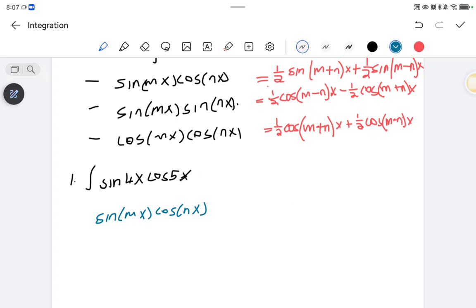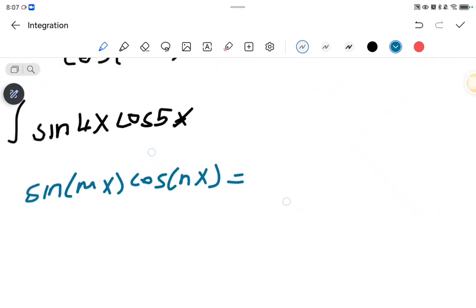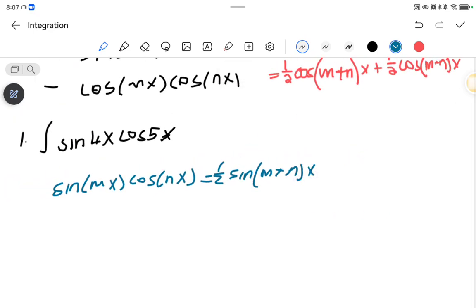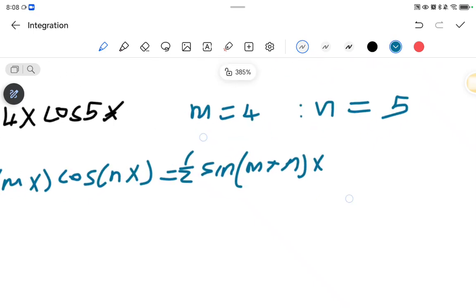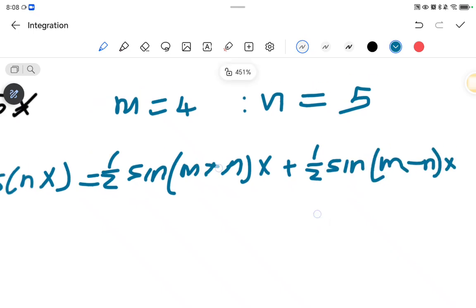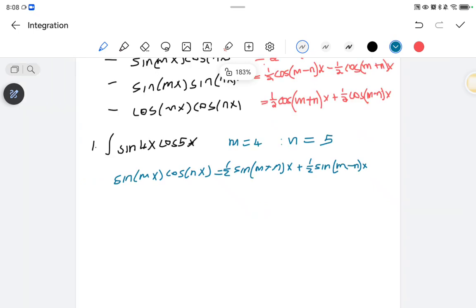Since we're supposed to evaluate it, we know that this will be equal to, if we have sine cos, 1 over 2 sin((m + n)x), given that m is equal to 4 and n is equal to 5. That's right. Then this will be plus 1 over 2 sin((m − n)x).